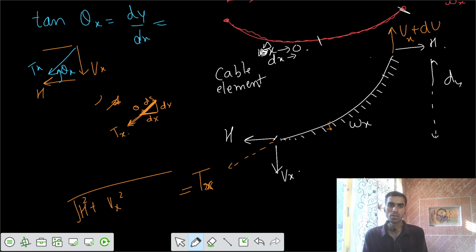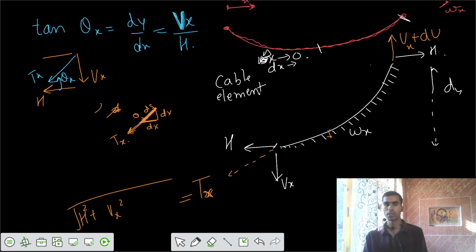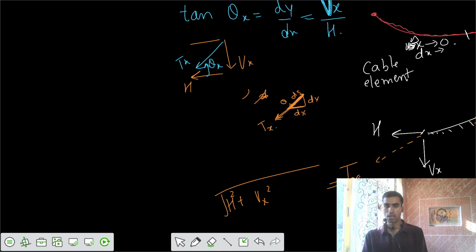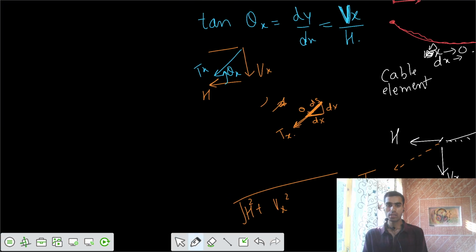That is also equal to Vx, the vertical component of the tensile force in the cable, divided by H. We can have this equation. Now let's try to substitute this Tx in this equation.